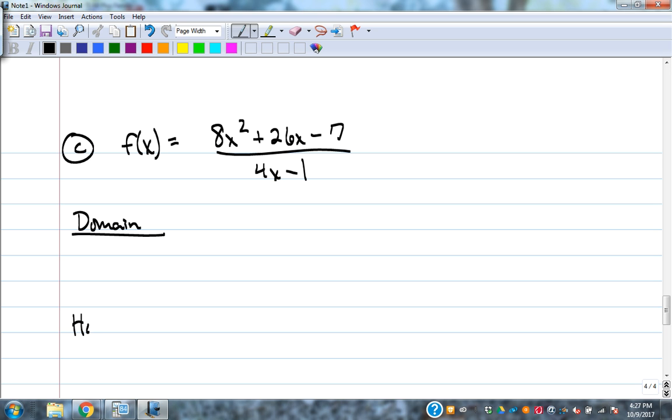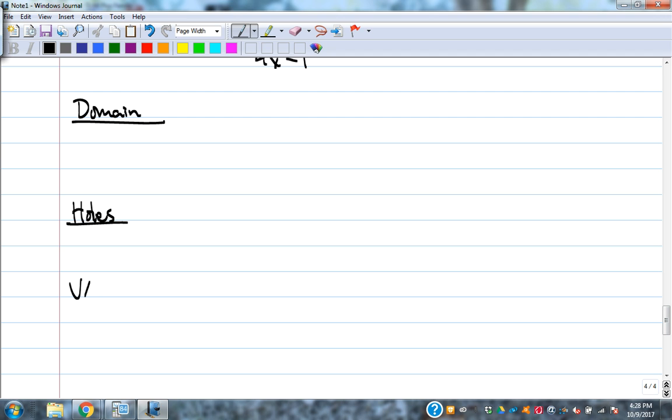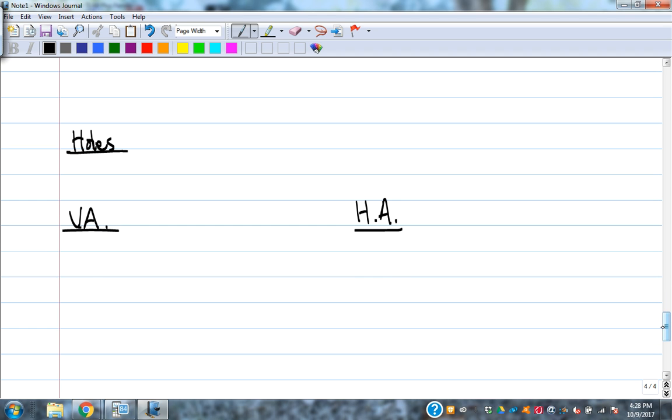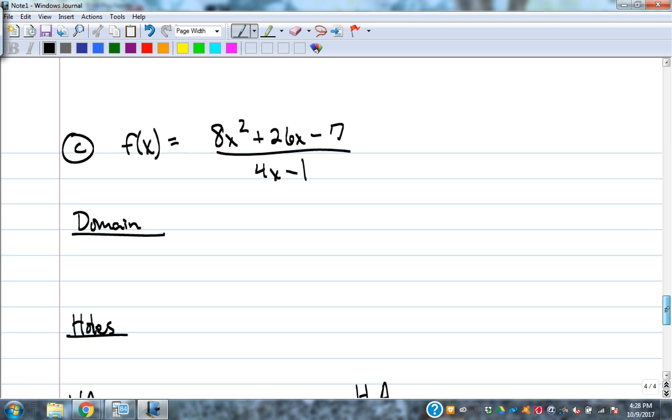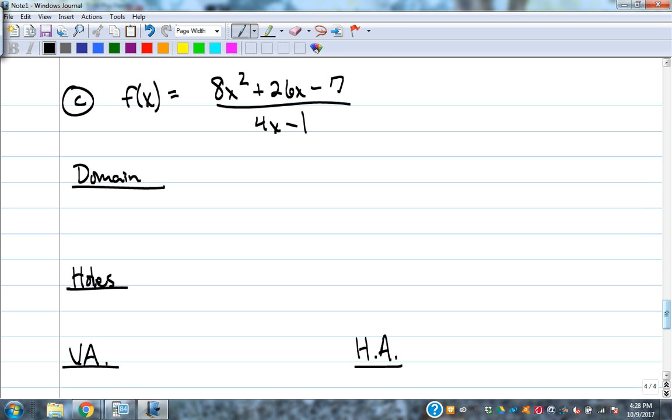Again, we're going to find domain, holes, vertical asymptotes, horizontal asymptotes, or oblique asymptotes. This is a little different. All right. What's the first thing we should do? Set the denominator equal to 0, solve it. That's finding the domain. That's the first thing we're going to do.